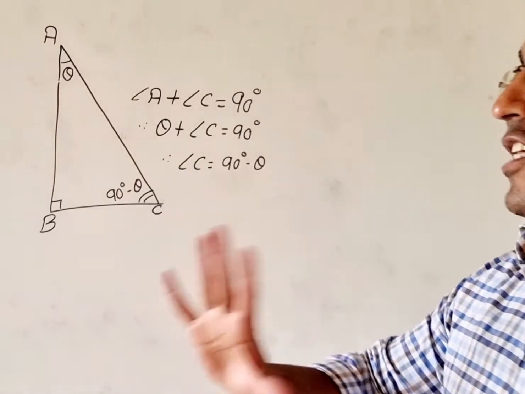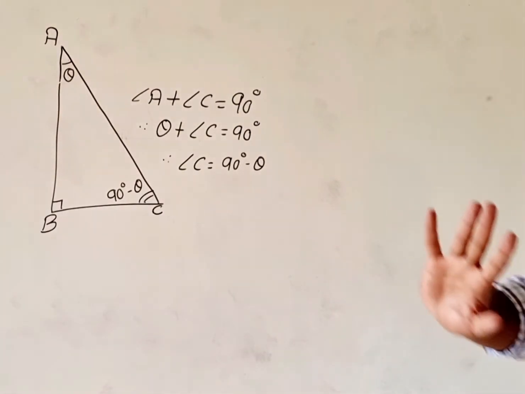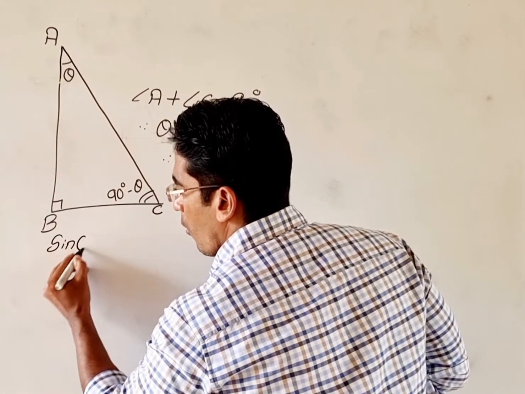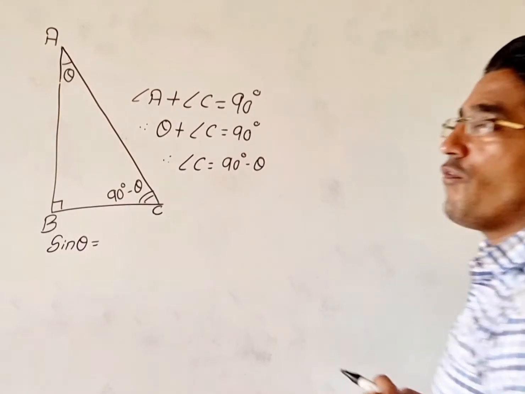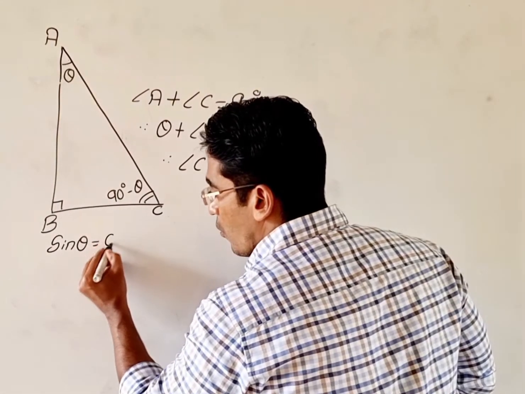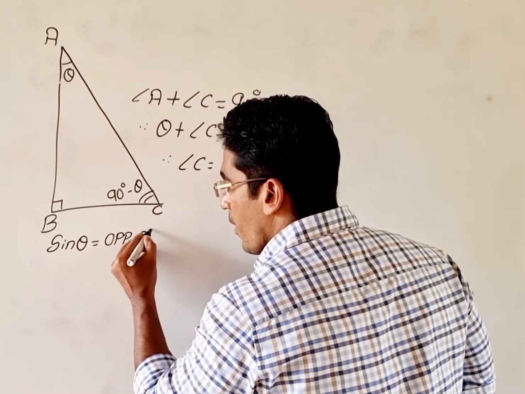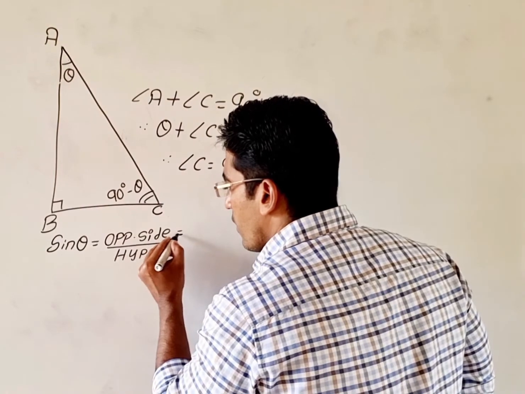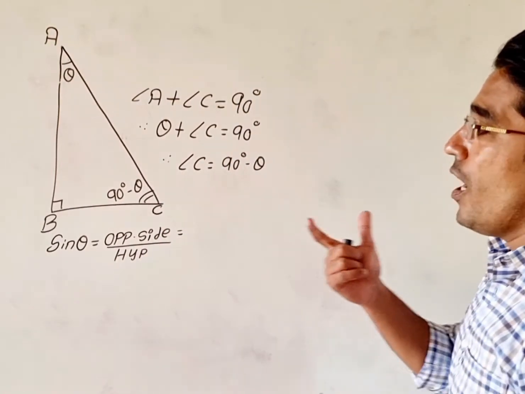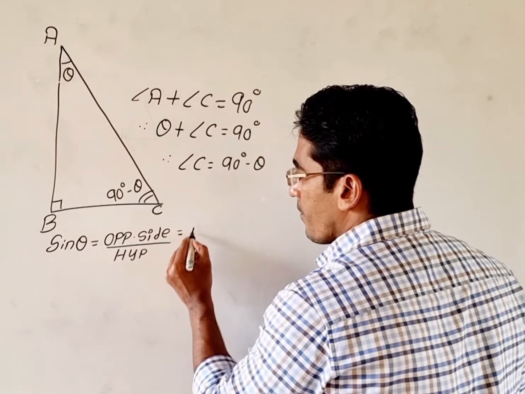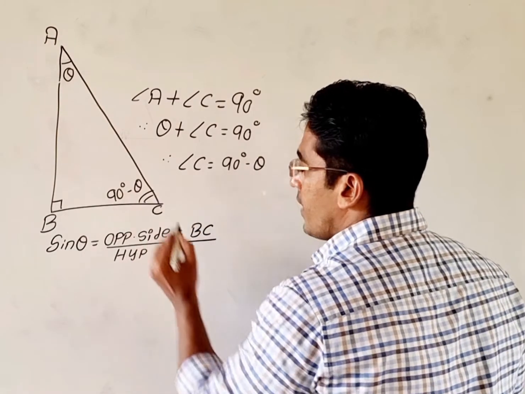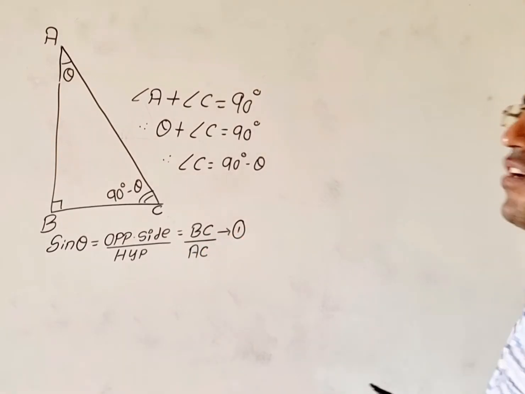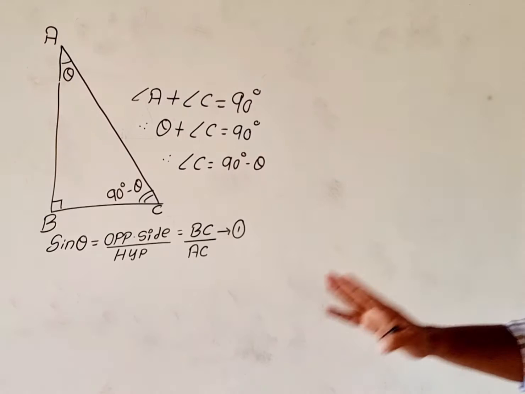Now we will try to establish a relation. For that, first we will find out sine theta. Now what is the formula for sine? Sine theta is equal to opposite side upon hypotenuse. Now what is the opposite side for theta? BC. And what is the hypotenuse? AC. Step number 1.